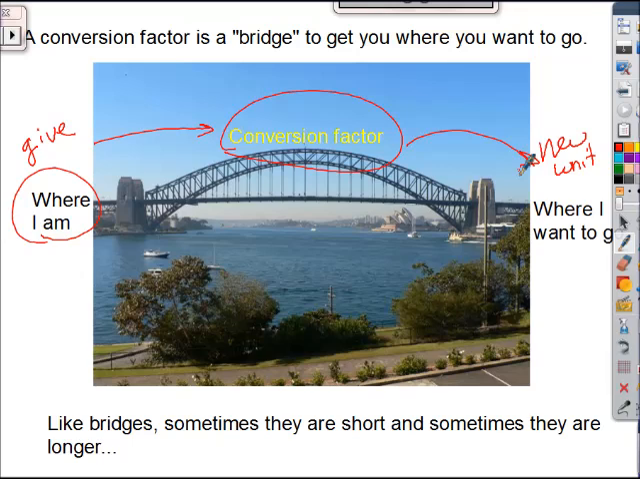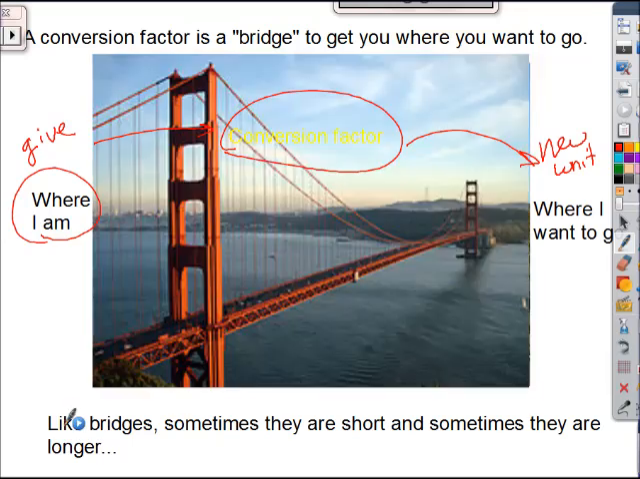Now, like bridges, sometimes they're nice and short, meters over kilometers. Sometimes they can be longer. Sometimes I have to string several conversion factors together. And over the next couple classes, we're going to start using longer and longer conversion factors.